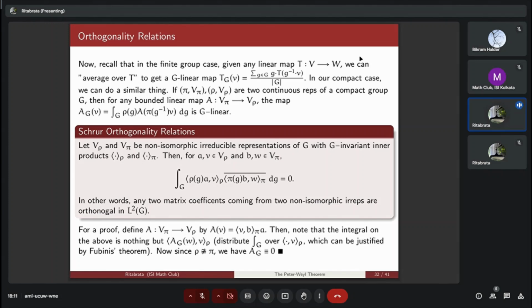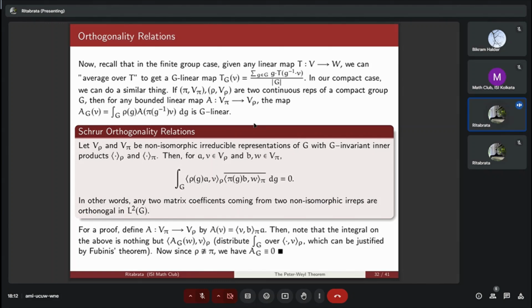In our compact case, we can do a very similar thing. For continuous representations of a compact group, for any bounded linear map A from V_rho to V_pi, we can define A_G similarly. The 1 by size of G will not be there because we have already normalized the measure to 1. So it is the integral of pi(g) A rho(g inverse). For continuous representations, we usually don't write a dot; we write the operators as rho and pi. So g dot T will be pi(g) of T, where T is basically A here. We're just mimicking the formula.